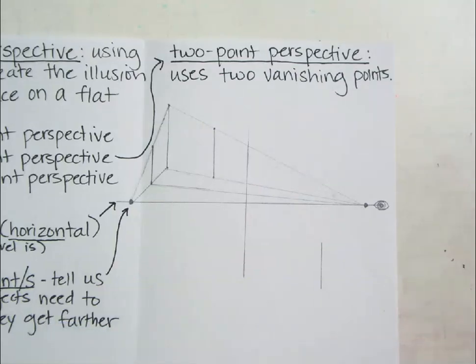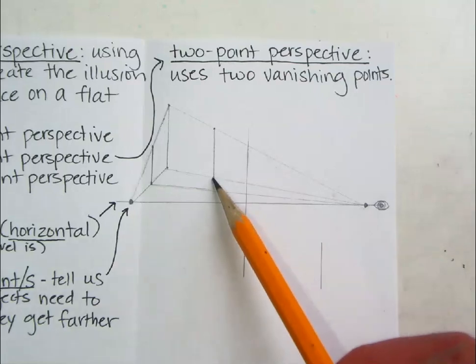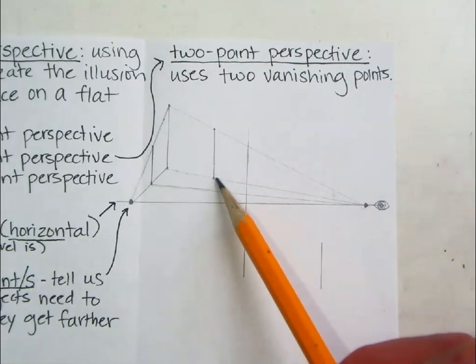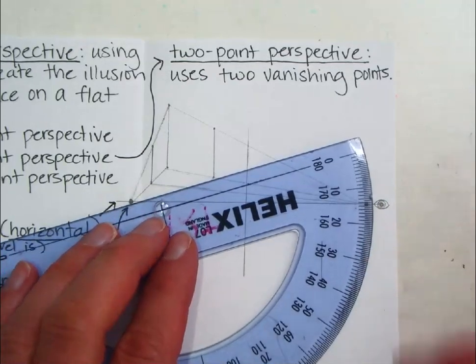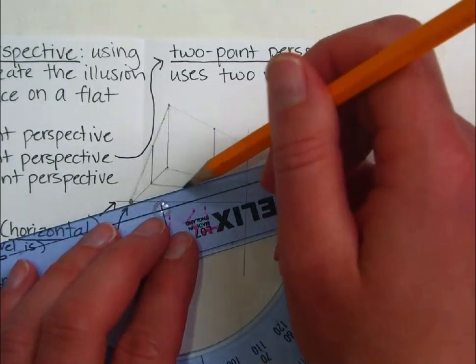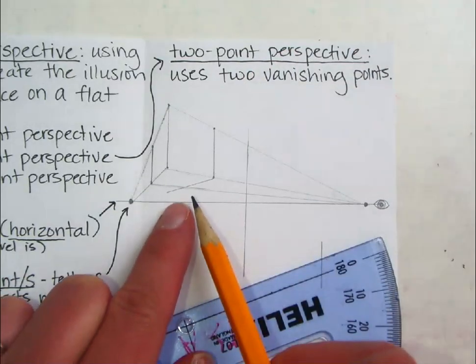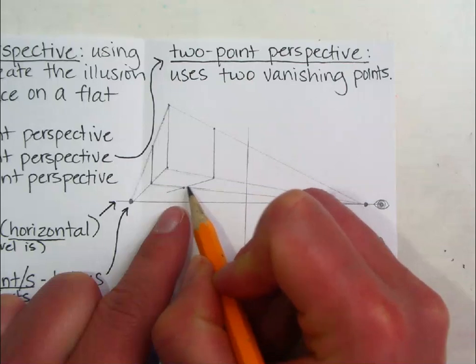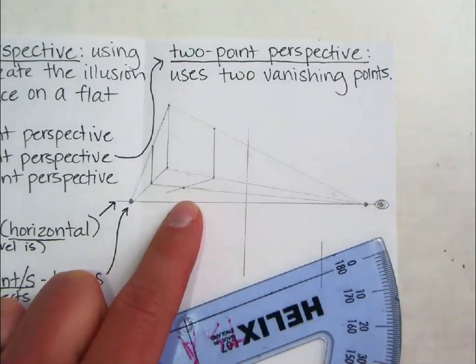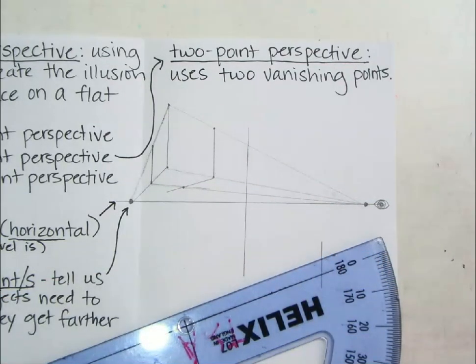Then you're going to do that to the same point on the other side. So it's already connected to this vanishing point. You're going to connect it to the one it's not, okay? And where those lines intersect is your very last visible corner of your box.